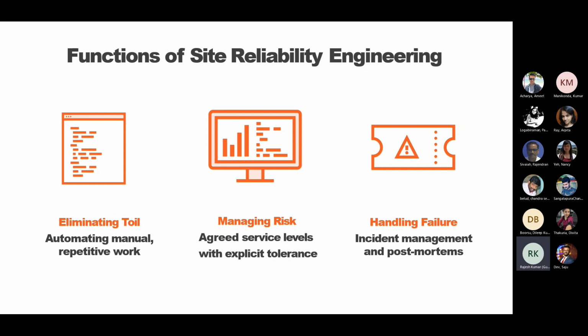and your client. So managing a risk, the SRE team will always try to agree to the service level with explicit tolerance. What is allowed, what can be tolerated, what cannot be tolerated, and all these things. And on top of it, handling the failures, incident management, and post-mortem. So these are the primary functions of the SRE team, site reliability engineering. Are you understanding, guys, all of you? Yes, Rajesh. Yes. So that's important. So these are the functions which we have.